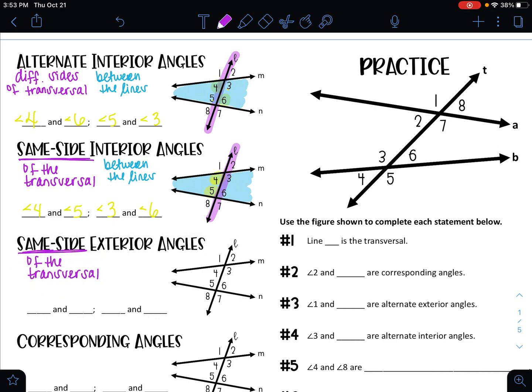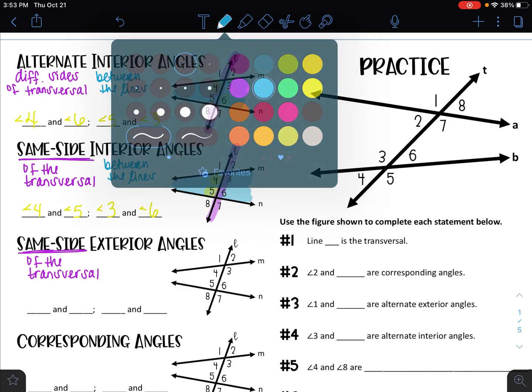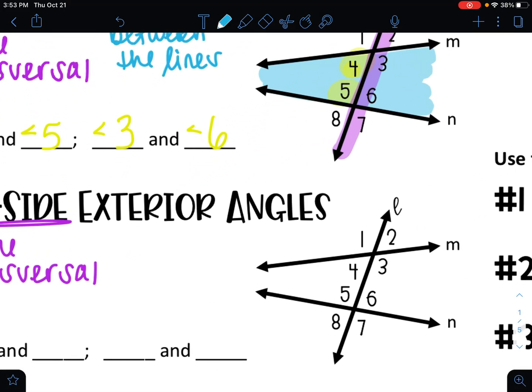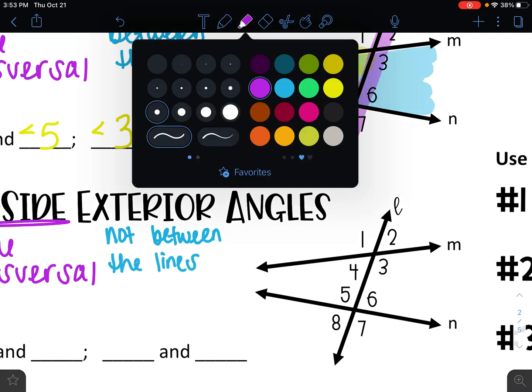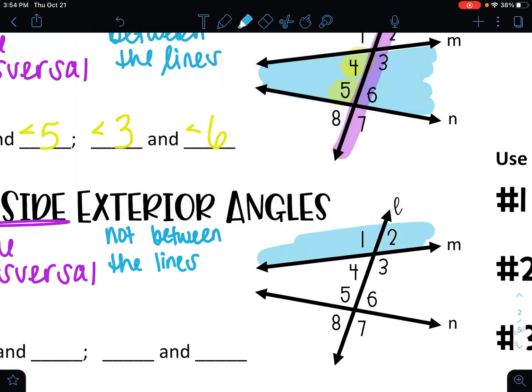Okay, all right, so the exterior is going to be, I guess you could say, like outside of the lines. So I'll just put not between. So not between the lines. So it's the area that's outside of the lines. So this area out here and this area out here. That's the exterior.